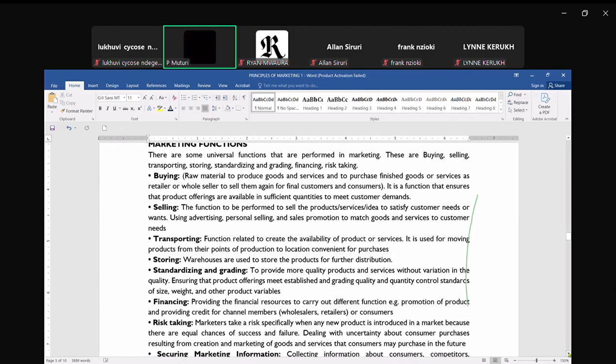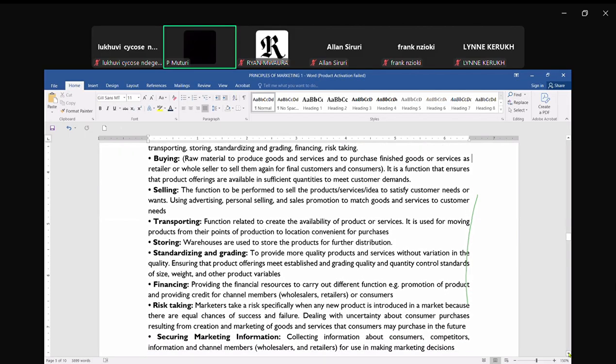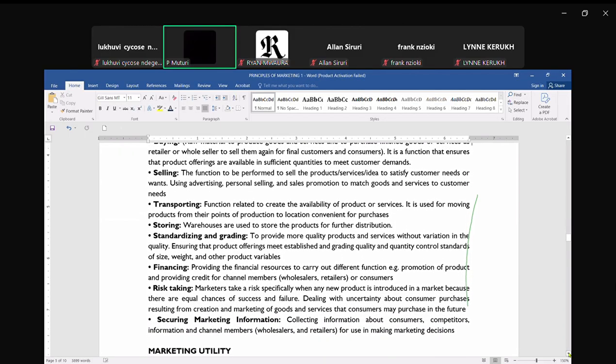The other key function is selling, to sell the products or services to satisfy the needs. Using advertising, personal selling, sales promotions, these are promotion tools to match goods and services to customer demands.